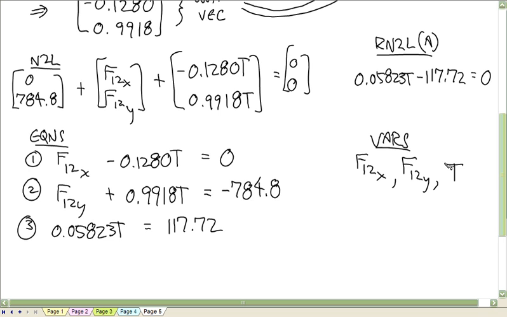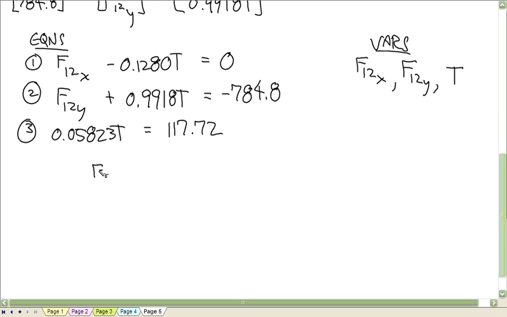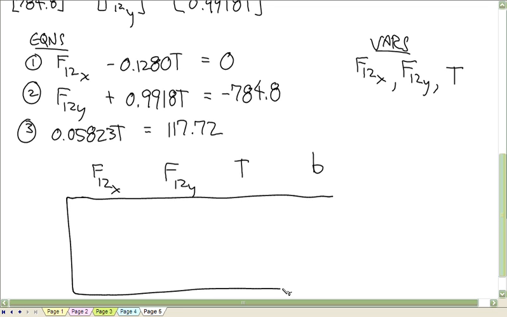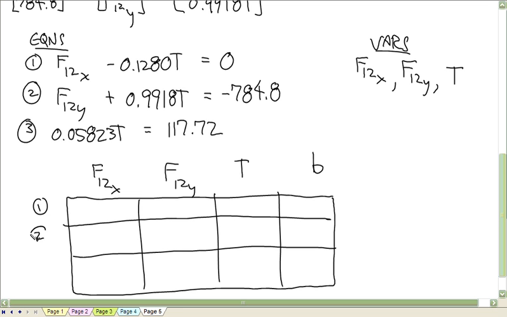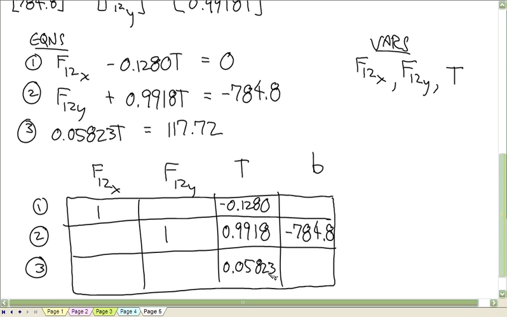So you can solve this one by substitution pretty easily, but I'll do it this way because I like to make everything hard. So 1, negative 0.1280, and then 1, positive 0.9918, negative 784.8, and then 0.05823, 117.72.